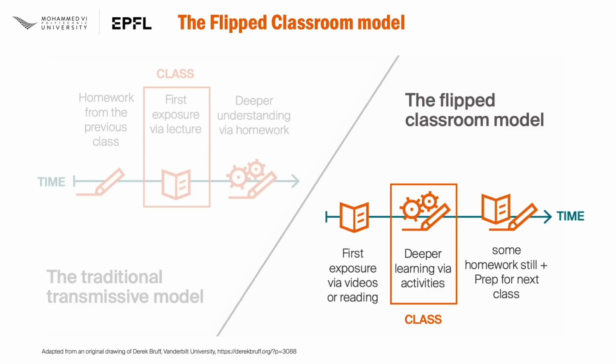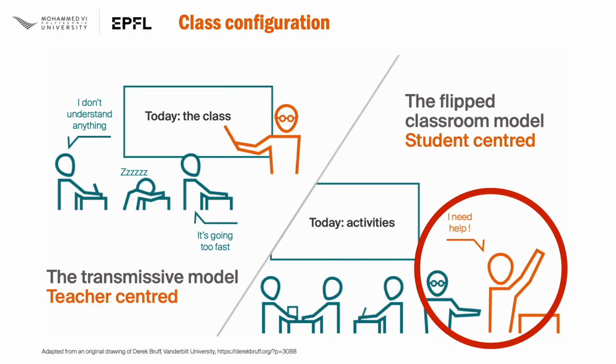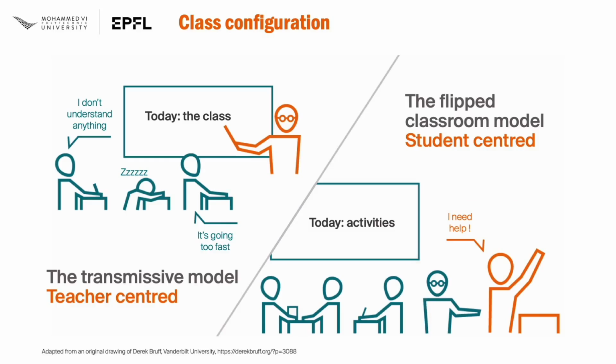After the class, there is still some homework left in the form of a higher cognitive order application or evaluation. In most cases, there is also preparation for the next lesson. The flipped classroom implies a shift from the teacher-centered model to a student-centered approach, and it aims to meet the individual needs of the learner.